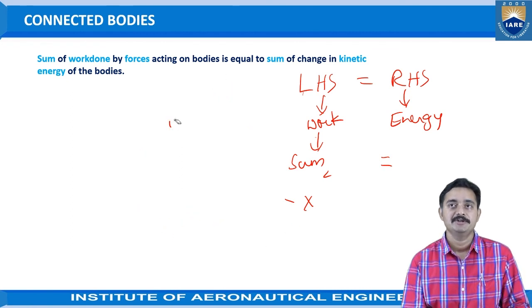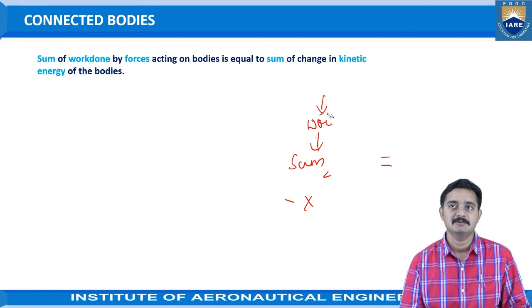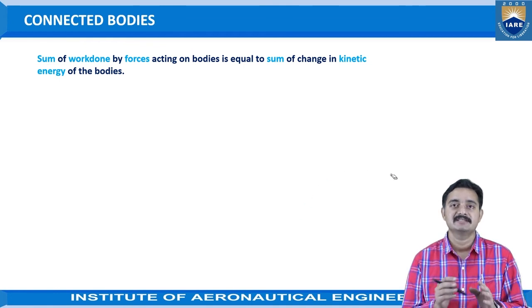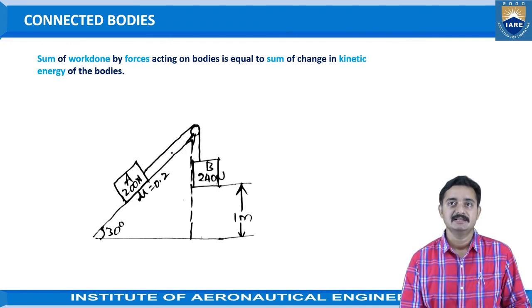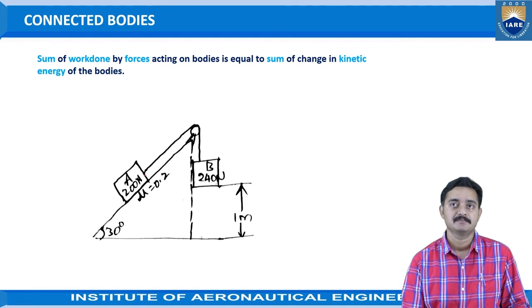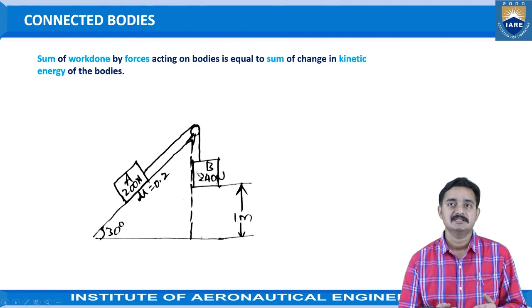So whenever we consider a system which has connected bodies, all the bodies will be considered at a time. Let us take this example here. In this example, there are two bodies, body A and body B. We can say block A and block B, which are connected using this string over this pulley. Because of this arrangement, there are two blocks present in this system.